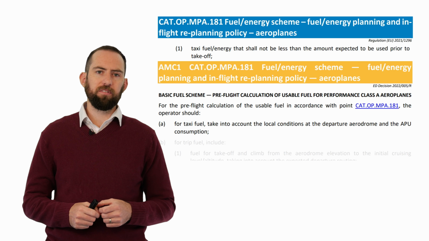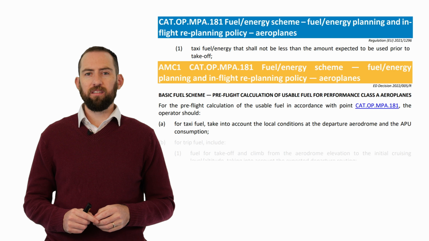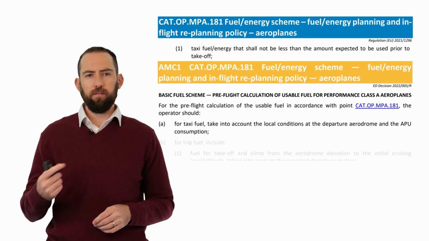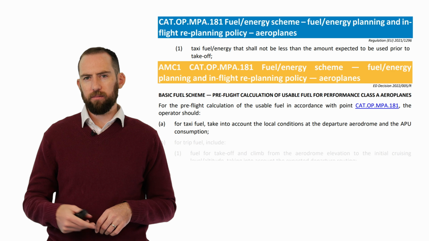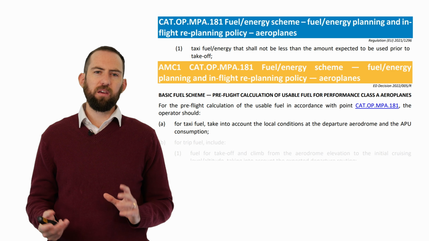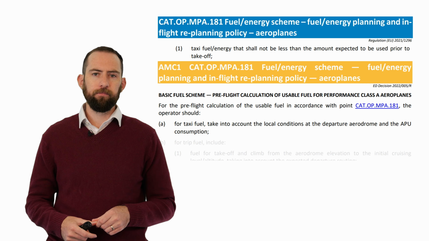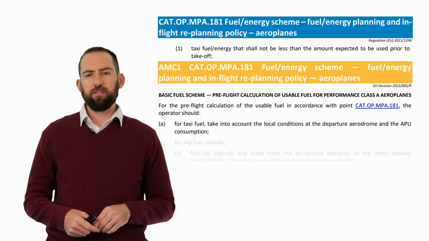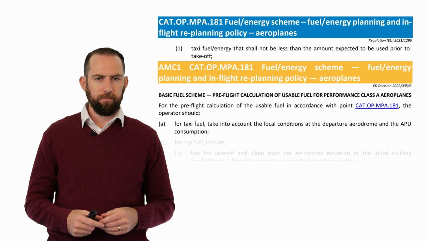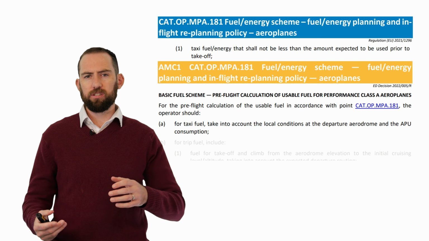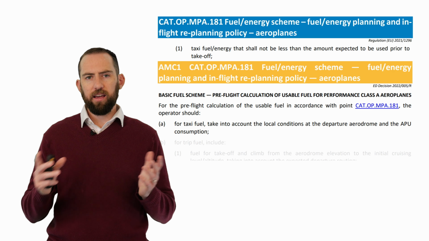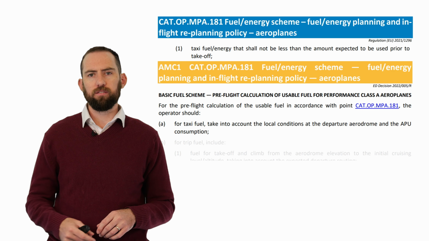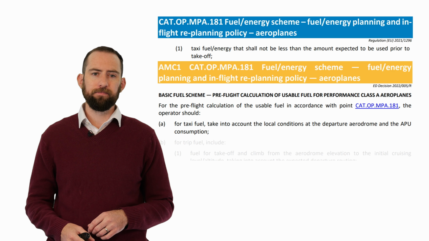So here's our first AMC, and you can see that it says the basic scheme. So if the operator is willing to accept a rigid basic scheme template provided by the authority, then this AMC would provide the required guidance. And you can also see that this covers Performance Class A aircraft. Performance Class B would still need to satisfy the requirements of the implementing rules, but there is another AMC containing a much simpler set of recommendations to meet the standards.